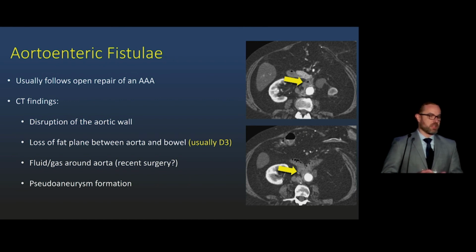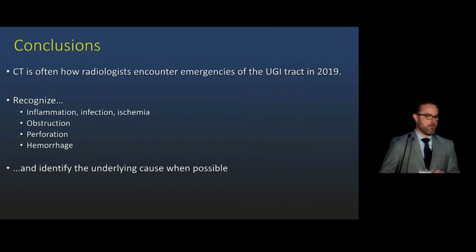The CT findings include disruption of the aortic wall, loss of the fat plane, usually between the transverse duodenum and the aorta, fluid and gas around the aorta, but be cognizant of someone who's had recent surgery, as that may be a postoperative finding, and potentially pseudoaneurysm formation, active extravasation being rare.